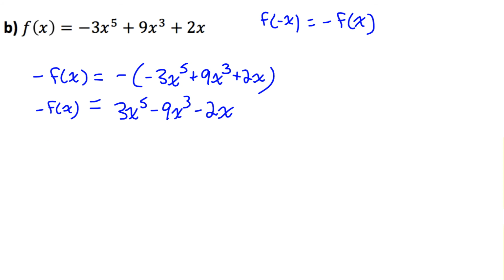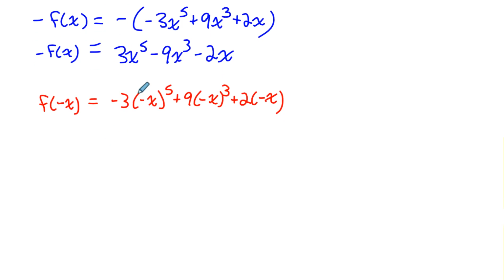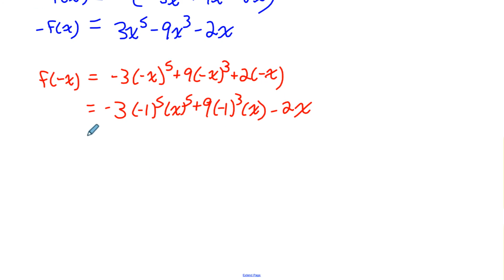Now let's get an expression for f at negative x and show that it's equivalent to what we just found here. So if I want f at negative x, I have to switch all of the x's to a negative x. So negative 3 times negative x to the 5 plus 9 times negative x cubed plus 2 times negative x. And remember, an exponent goes on both factors of the base. So that exponent of 5 would go on the factor of negative 1 and on the factor of x. Same with this term. The exponent of 3 goes on the negative 1 and the x. And this term, 2 times negative x, is just negative 2x. I can simplify that now.